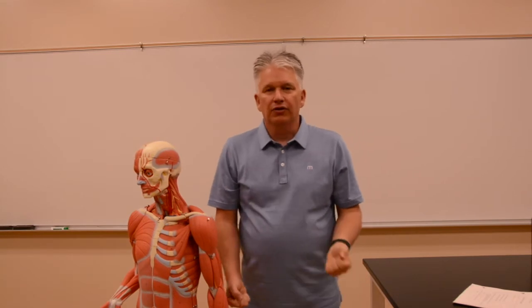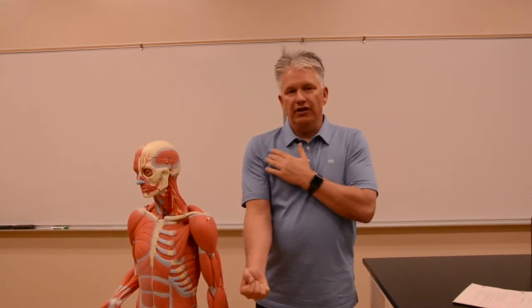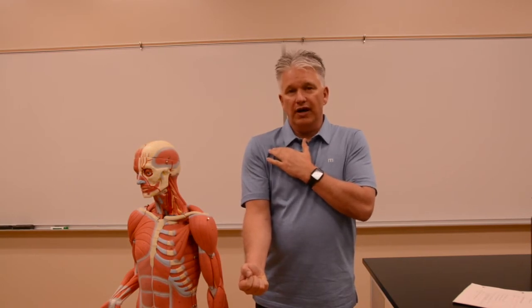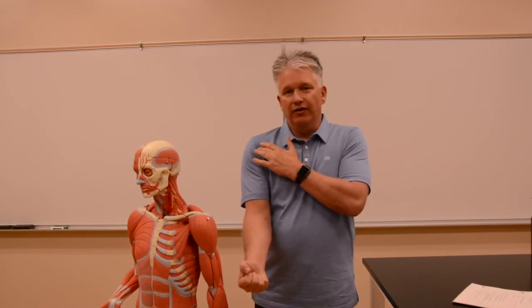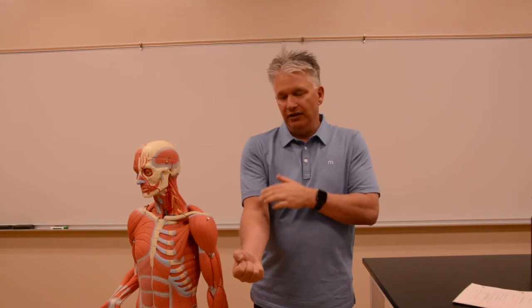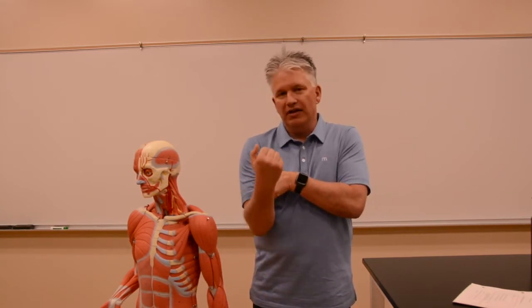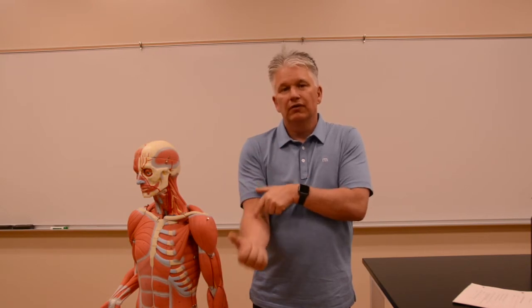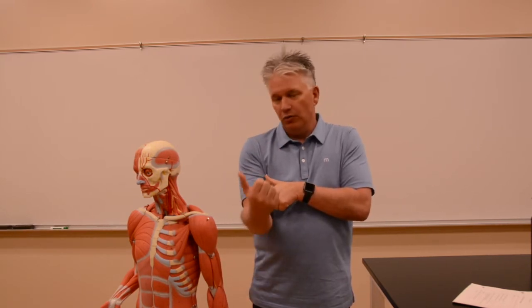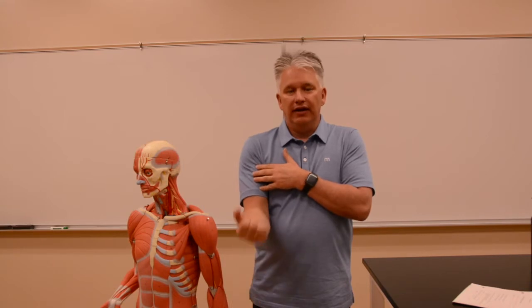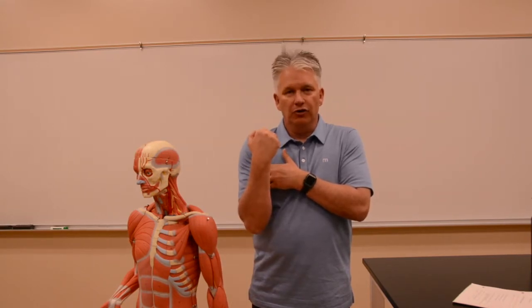Think about doing a curl. Your bicep muscle, its origin is up on the coracoid process and up on the glenoid. Its insertion is on the radius. So when we contract the bicep muscle, what moves? We're pulling on the insertion, we're pulling on the radius, and we can perform the curl motion.